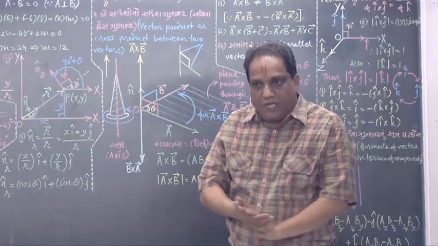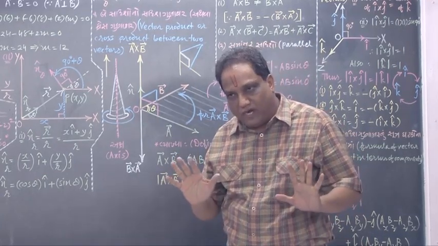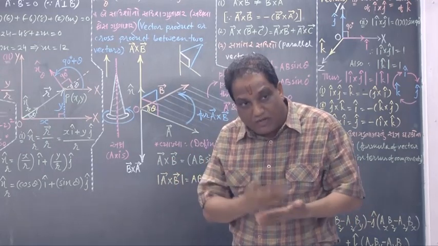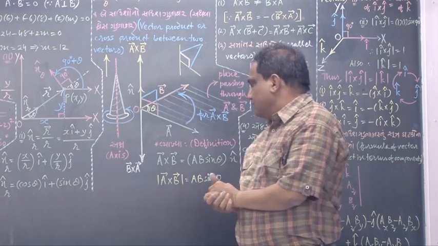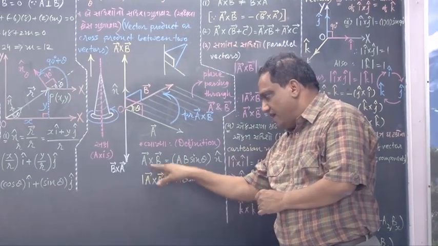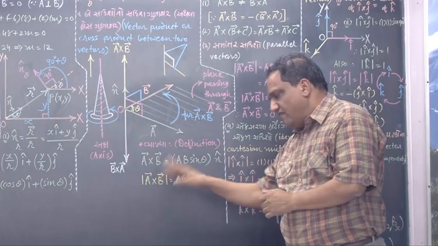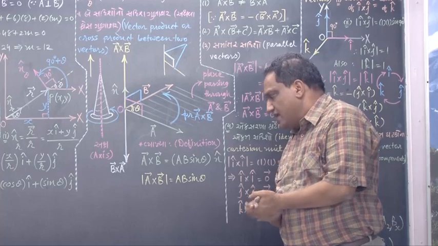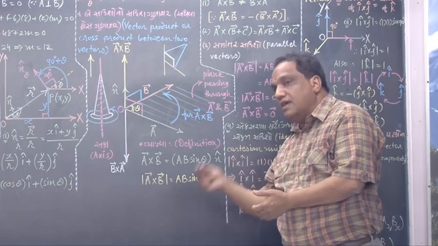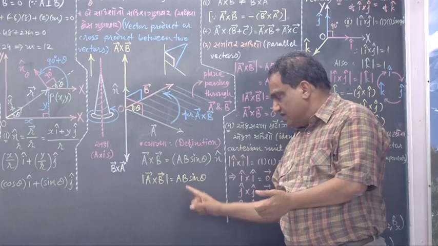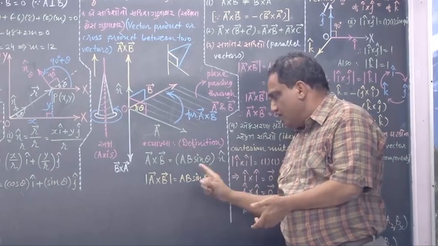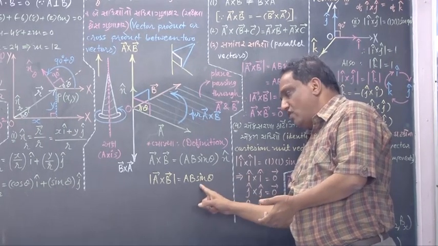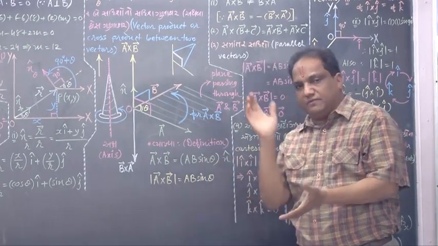Sure? So you have learned how to find the direction of a vector product. That is true. But what about magnitude? See the magnitude. Magnitude is defined this way. The magnitude definition is this. Vector A cross vector B has the magnitude equal to AB sin theta. What is A? Magnitude of vector A. What is B? Magnitude of vector B. And what is sin theta? That is the sin value of the angle between them.